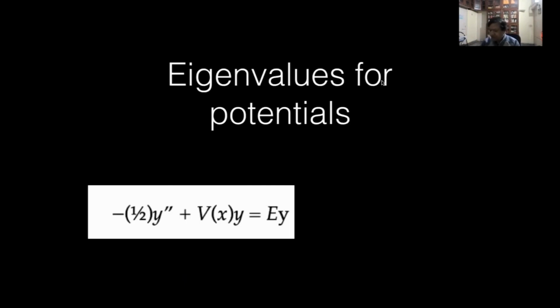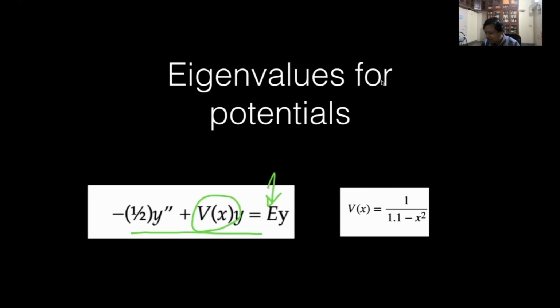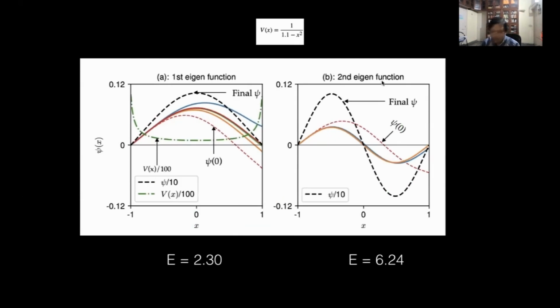Okay, so eigenvalues and potentials. This is the Schrodinger equation for a given potential V(x), the non-dimensional Schrodinger equation. Y is the wave function, and E is the energy eigenvalue. I do it for a slightly more complex problem, not for this simple one. Its potential is 1.1 minus x squared, inverse. I apply exactly the same method as before, but you put V(x) in as well.